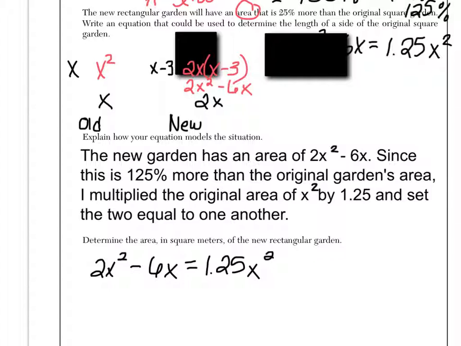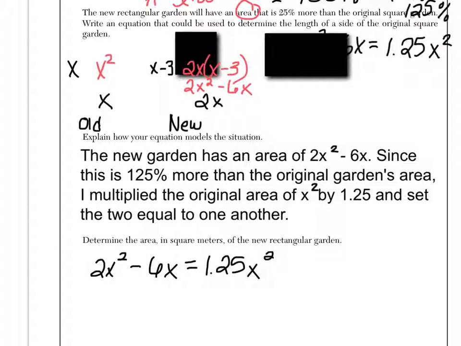Okay, so what we have written down here is that the new garden has an area of 2x squared minus 6x. Since this is 125% more than the original garden's area, I multiplied the original area of x squared by 1.25 and set the two equal to one another. So kind of ignore the mess. Something happened when I was moving the page around up above. So down below here, it now says determine the area of the new rectangular garden. So I rewrote the equation that I came up with in the first part, and we need to solve this.